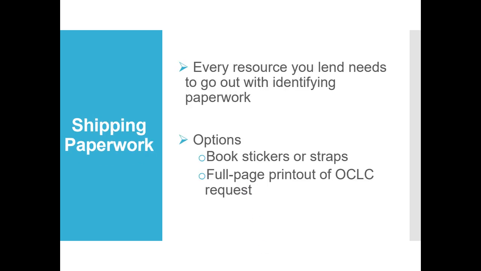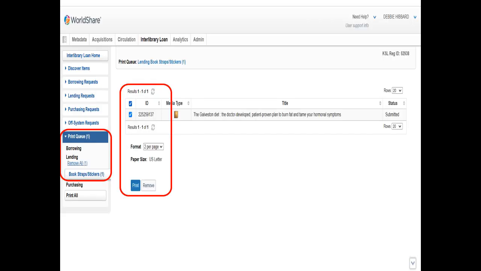So, now as far as the shipping paperwork is concerned, every resource you lend needs to go out with identifying paperwork. And some libraries have their own, or you can again use WMS. In order to do that, you go to Print Queue and you just click on the title, click Print, and then that's going to bring up your book strap for you to print, or your shipping label, or your return label, whichever you're doing.